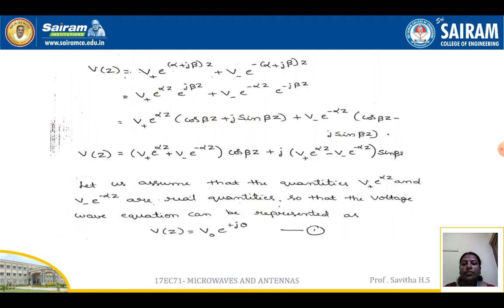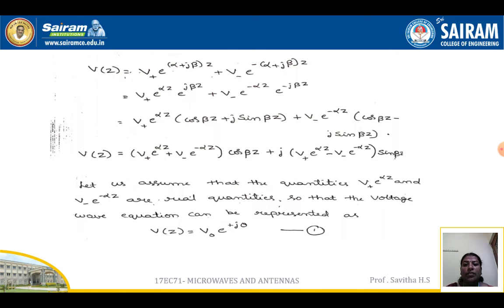So V of z is equal to V plus e to the power of gamma z plus V minus e to the power of minus gamma z. We know that the propagation constant gamma is equal to alpha plus j beta. Substitute alpha plus j beta into the equation. Segregating the terms, V plus e to the power of alpha z into e to the power of j beta z plus V minus e to the power of minus alpha z into e to the power of minus j beta z.